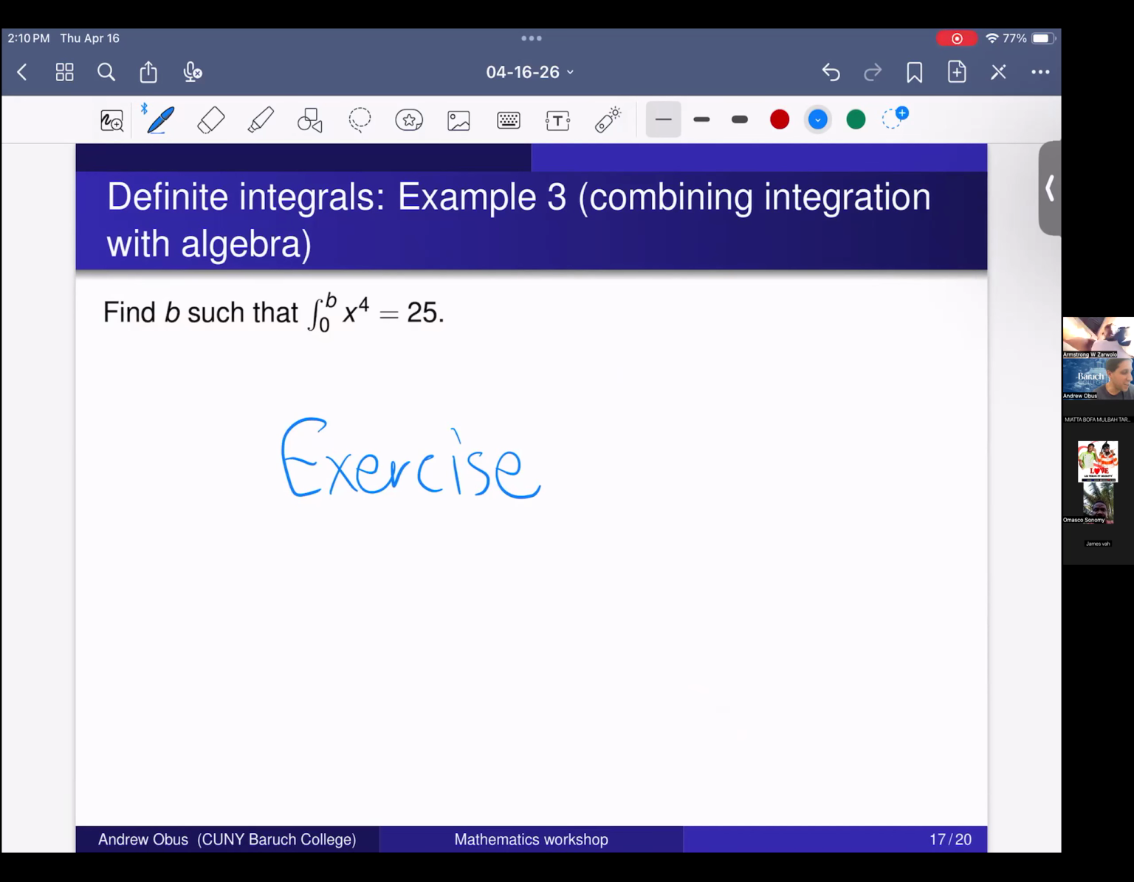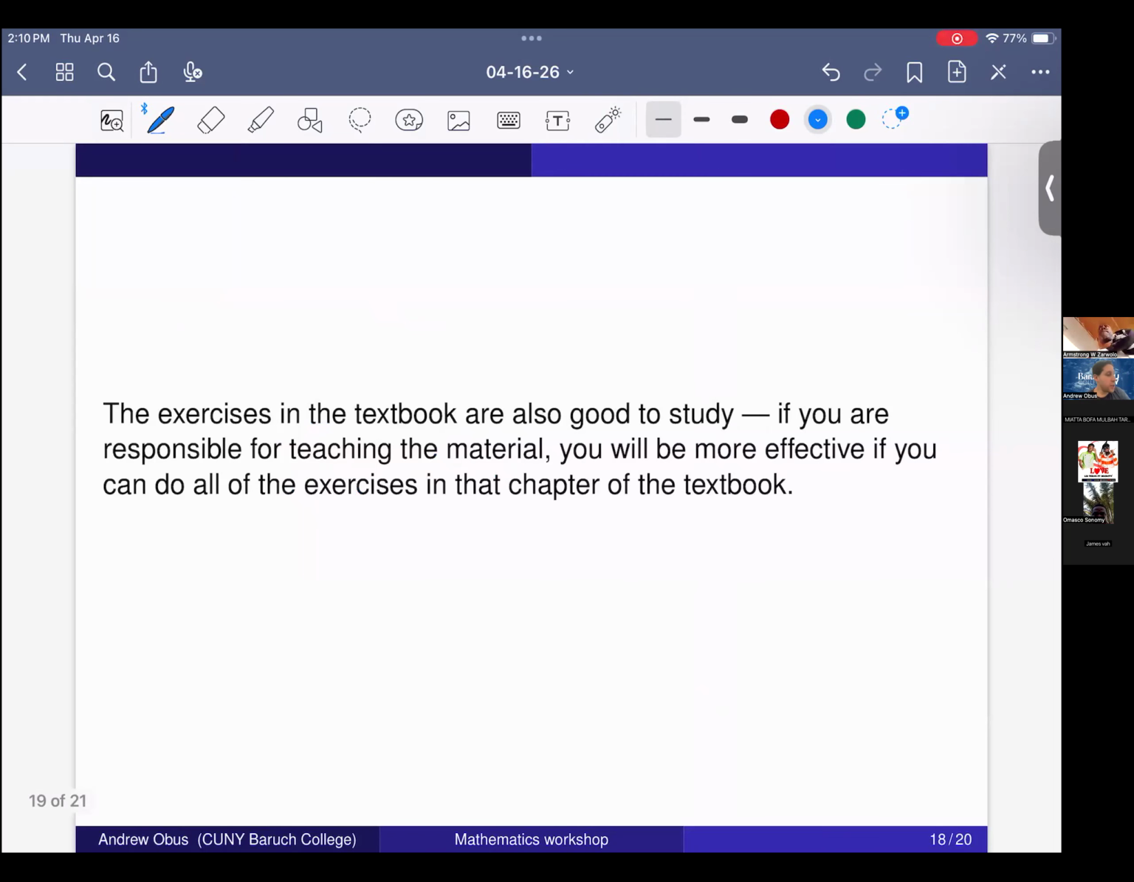So find b such that the integral from 0 to b of x to the fourth is equal to 25. It's a kind of odd looking problem, but I claim that you know enough to do it. So you can try it. But let's not talk more about this one. And then there's a ton of exercises in the textbook, which are also good to study.